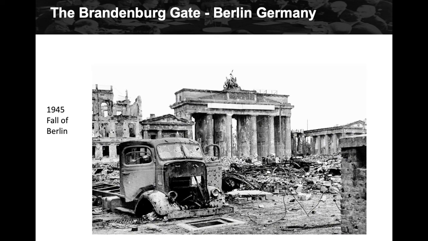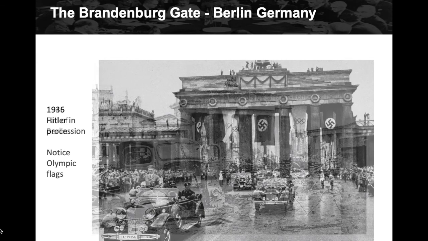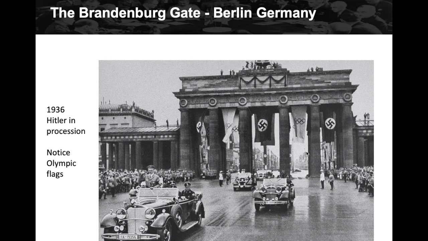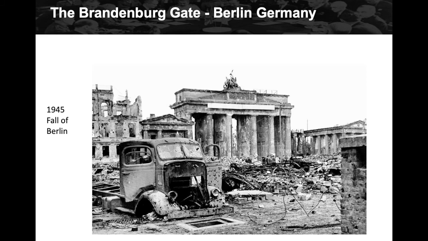And then in 1945, the fall of Berlin, there's the Brandenburg Gate. And you can just see the condition of it after the Russians had moved through and defeated the Germans in Berlin. It's heavily damaged. Obviously, all the buildings around it are damaged. So 1936, here's Hitler driving through it. And then 9 years later, there it is, completely damaged.